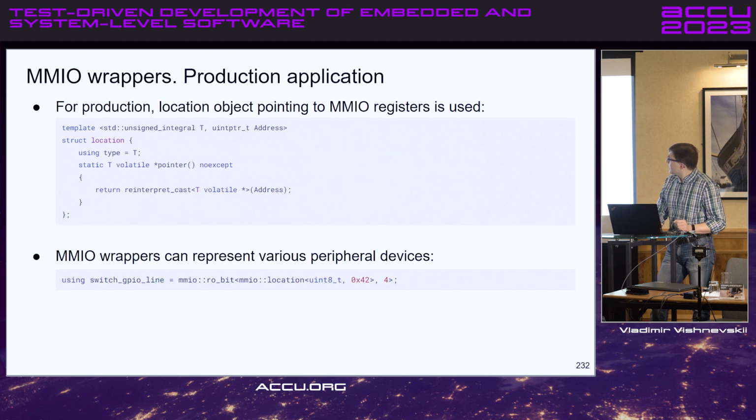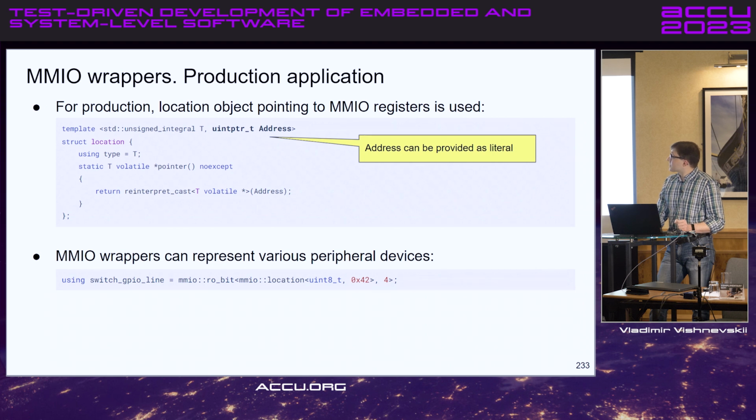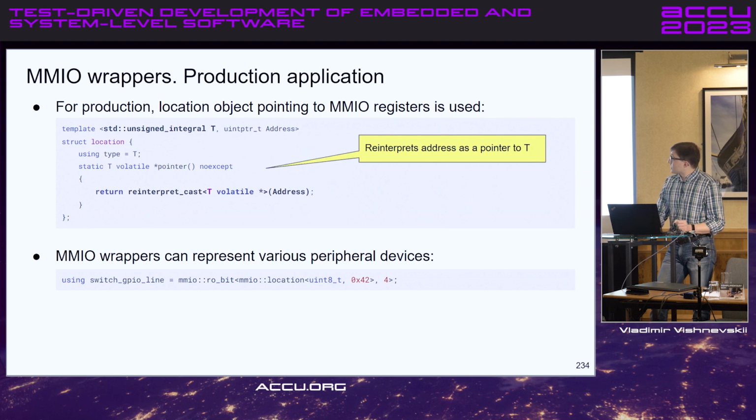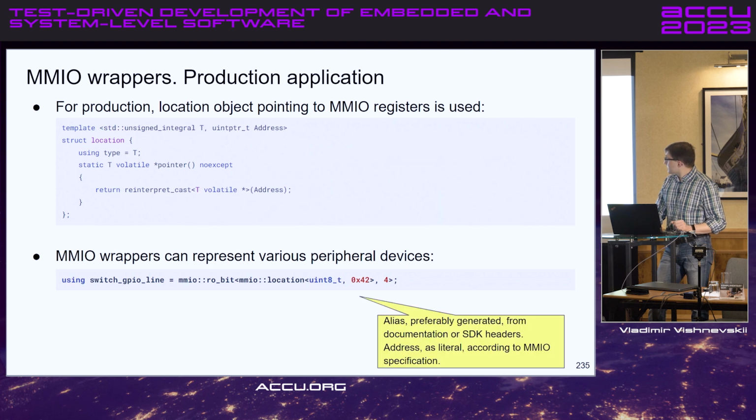For production, we can use another location that will be just giving us the address, that we specify in the form of literal. And it will be reinterpreting this as a pointer to the type that corresponds to this register in the memory, having the same size, and then we can access it. So we can use the alias that will be using this abstraction, and this alias will represent something meaningful for us. In our case, this is our switch GPIO line.